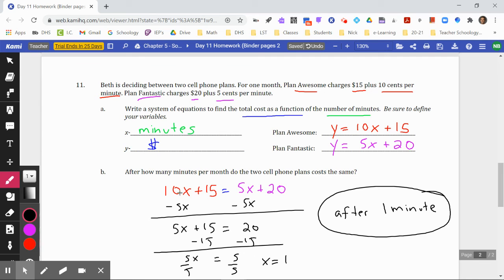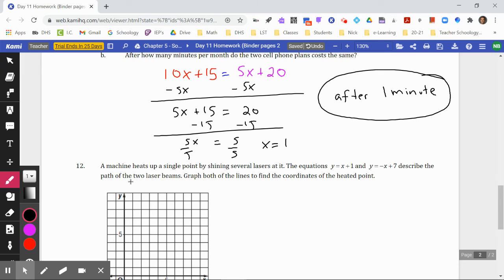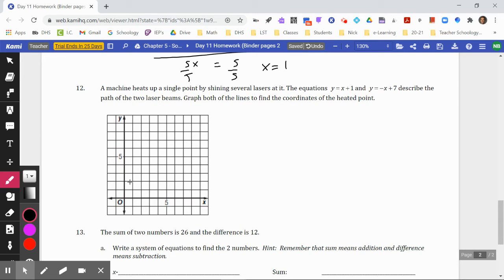All right, so a couple more here. Number 12, we have a machine that heats up a single point by shining several lasers at it. The equations y is equal to x plus 1 and y is equal to negative x plus 7 describe the path of the two laser beams. So we're going to graph both of the lines to find the coordinates of the heated point.